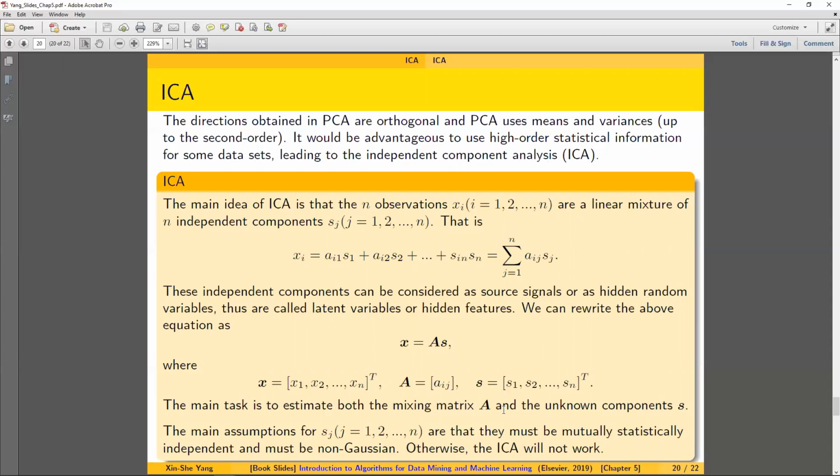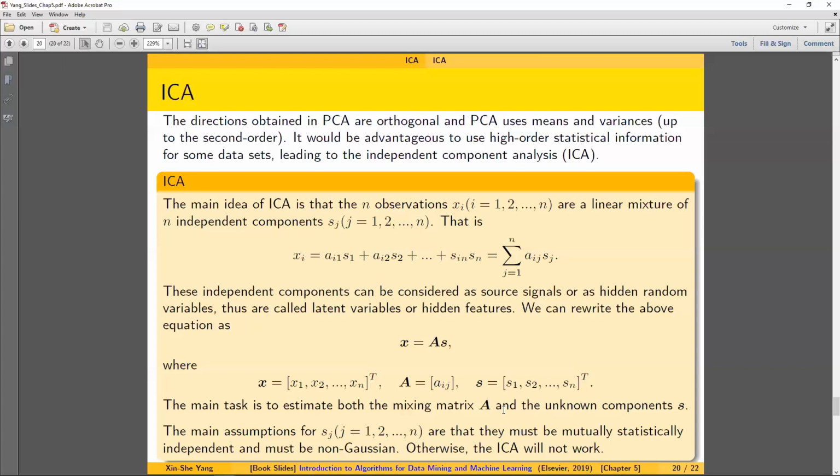Directions obtained by PCA are orthogonal, and PCA uses mean and variance. We want to see if it would be advantageous to use higher order statistical information for data sets, which is ICA. So what ICA does, as its name stands for, is independent component analysis.